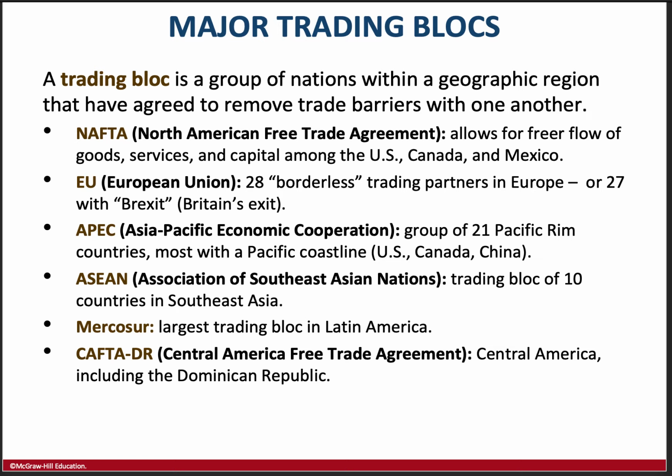Now, you'll also read about major trading blocs. And a trading bloc is a group of nations within a specific region geographically, and they've agreed to remove those trade barriers with each other. Earlier, I mentioned NAFTA, right? So you have the North American Free Trade Agreement that flows between US, Canada, and Mexico. So we just have a free flow of goods and services. There's no barriers between us.